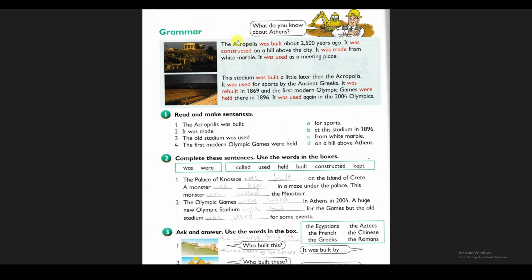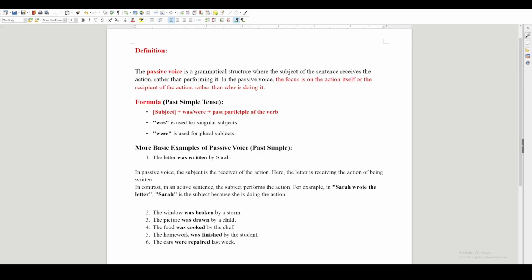I will be explaining this part later. After I explain these examples, we have the subject, the Acropolis, was built. Was, because we are just dealing with singular, just the Acropolis. We don't have multiple Acropolises, right? Was built. Built is the past participle of the verb build. So it is built in the past simple, and also built in its past participle form.